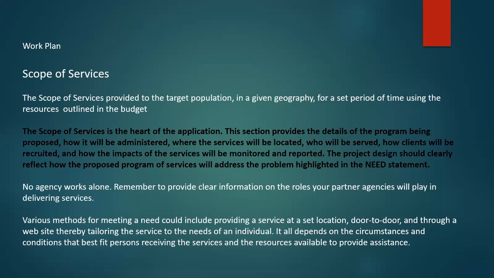Now, read for me the middle section where it's black that talks about the scope of service. All right, the scope of services is the heart of the application. This section provides the details of the program being proposed, how it would be administered, where the services will be located, who would be served, how clients would be recruited, and how the impacts of the services will be monitored and reported. The project design should clearly reflect how the proposed program of services will address the problem highlighted in the need statement. Notice, all of them mean the same.